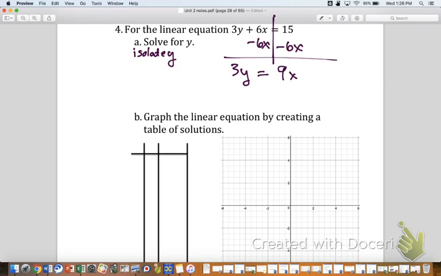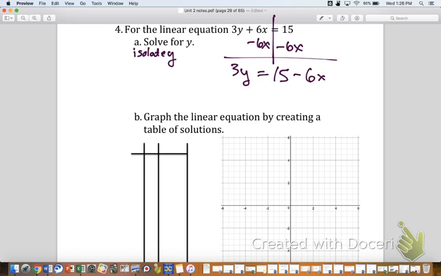Is that good? No. Why? The terms are not like terms. So I cannot do that. That would be a mistake on my part. So I just have to leave it as 15 minus 6x.